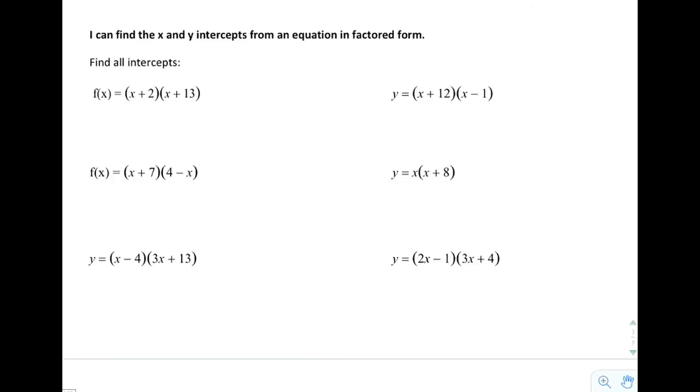This section says, I can find the x and y intercepts from an equation in factored form. Factored form is handy because it makes the x-intercepts really simple to find. The y-intercepts take a little bit of an extra step, so we'll go through how to do that too. But the x-intercepts are pretty easy to track down.